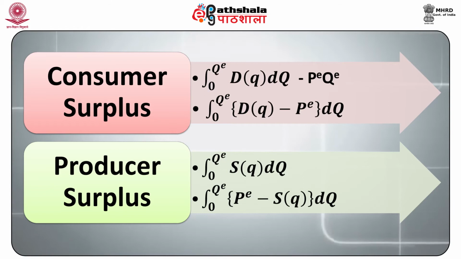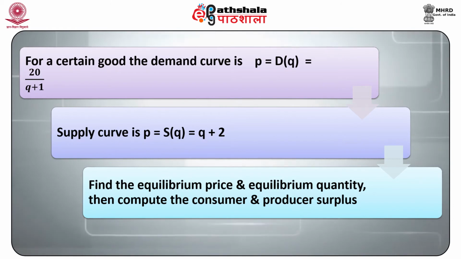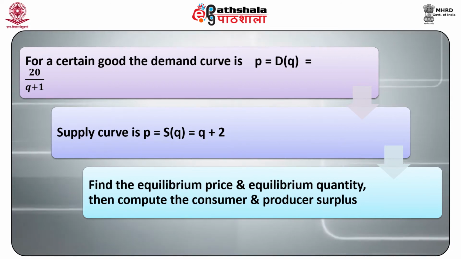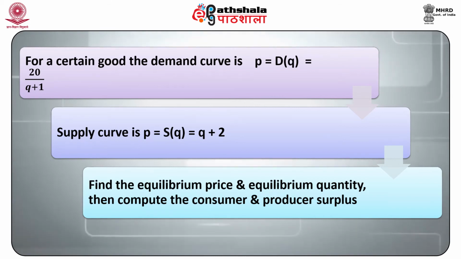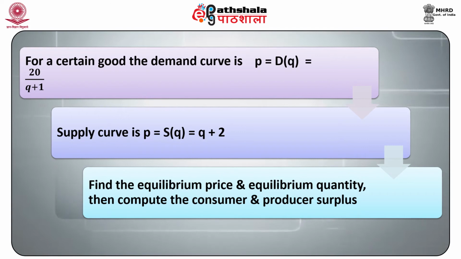till QE of S(Q) dQ. Example: for a certain good, the demand curve is P equal to D(Q) equal to 20 upon (Q plus 1) and the supply curve is S(Q) equal to Q plus 2. Find the equilibrium price and quantity, then compute the consumer and producer surplus.